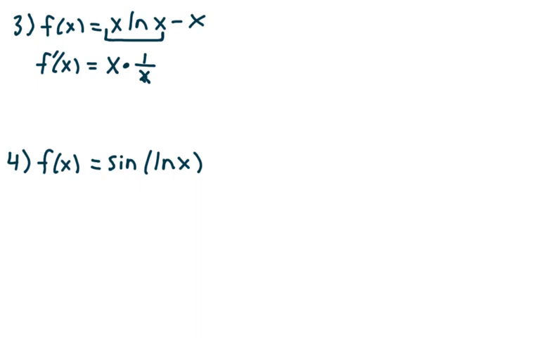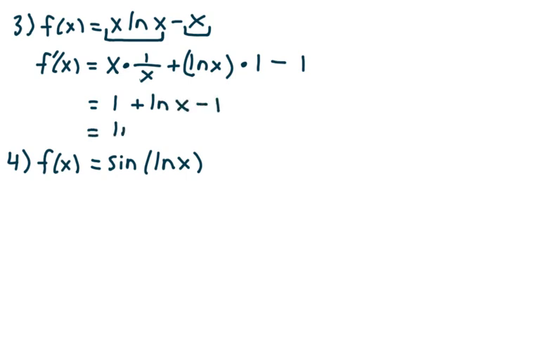Let's write that a little more clear. So I'm going to write x times 1 over x plus the natural log of x, that's the second function, times the derivative of the first function, which is 1. And then I'm going to subtract the derivative of x with respect to x, which is 1. So this is 1 plus natural log of x minus 1, which is equal to the natural log of x. And so therefore, f prime of x is natural log of x.